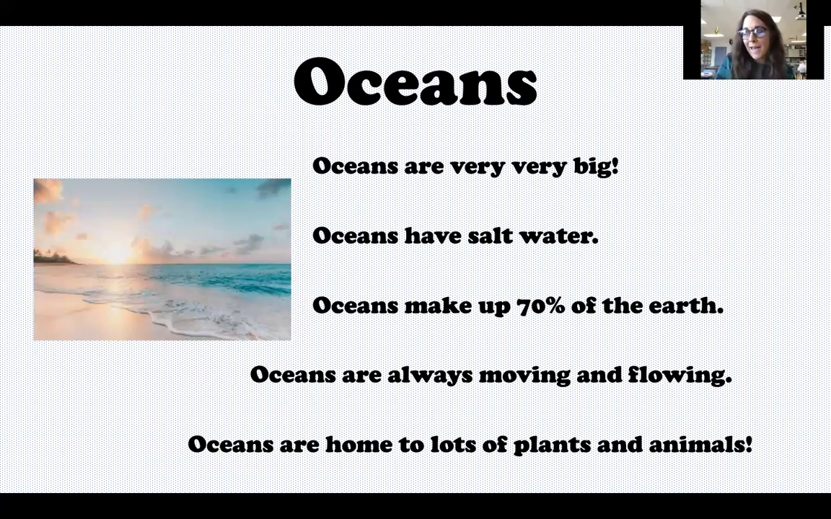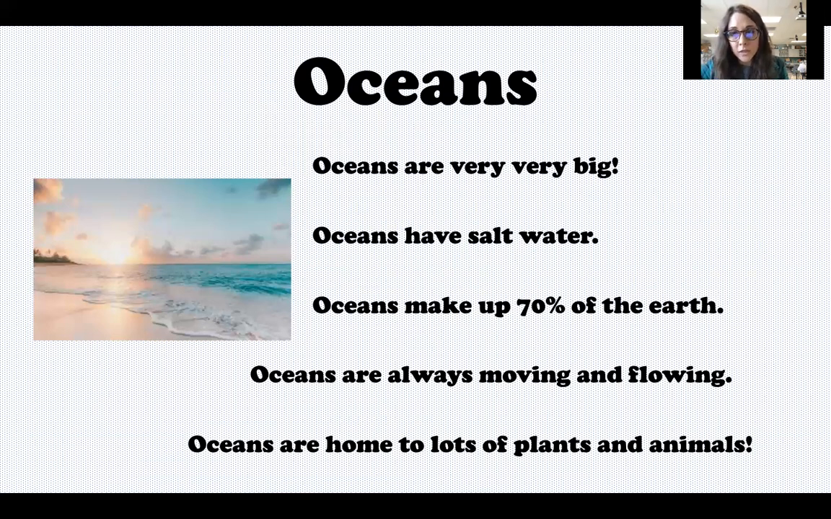We do not take a bath or brush our teeth in salt water. So the type of water that we do use is called fresh water. And that's just a little bitty tiny amount of the water that we have on Earth. That's why it's important to take care of and protect our water and keep it clean.